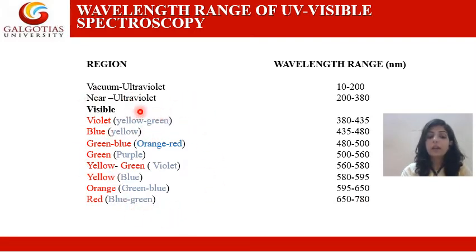Here I have written certain colors in brackets. The color within the bracket is the color of the radiation absorbed by the molecules. So the absorption of yellow-green radiation occurs at 380 to 435, and the color that appears is violet. This is your transmitted color and this is your absorbed color.